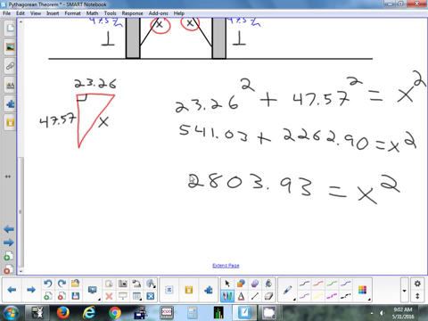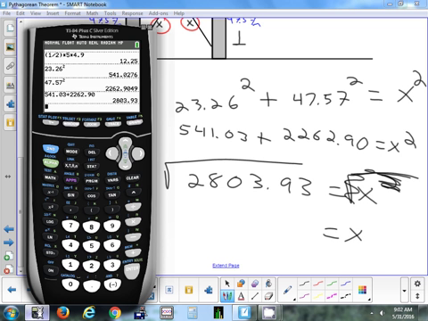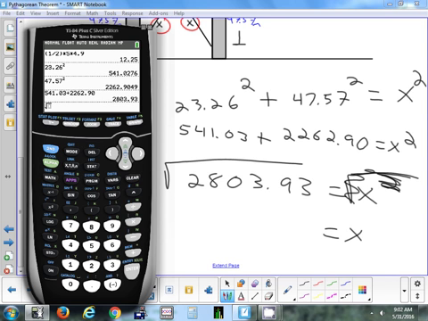Now that's not the length of the support. One more step I've got to do. Careful, not square, but what? Square root, like Mr. Roy said. Last step, always take the square root. The square root cancels out that square. Let's see what we get. Square root of 2,803.93. Do you think it's going to be a bigger number than 2,803 or smaller? Yeah, when you take the square root, usually the number gets smaller. 52.9.